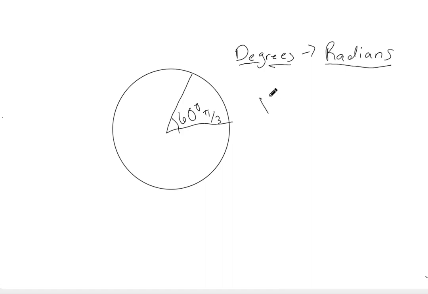So when we have a degree, what we have to do is multiply it by pi over 180, and we get our radian. Vice versa, if you want to get degrees from radians, you would take your radian, multiply it by 180 over pi, and you would get your degrees. So these are just the conversions that we can use to go from radians to degrees.